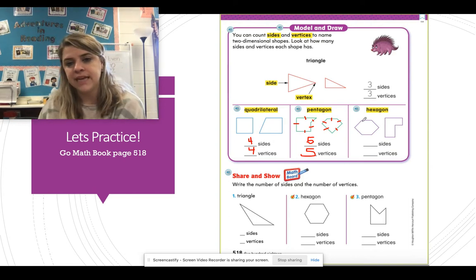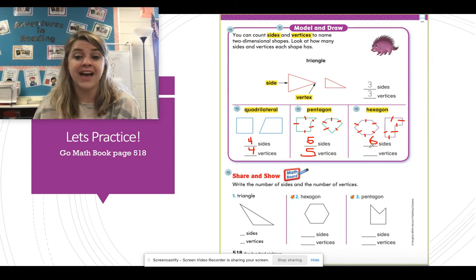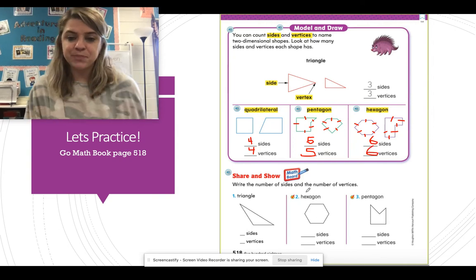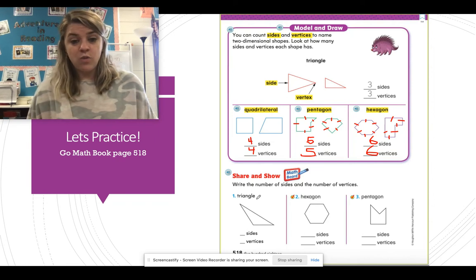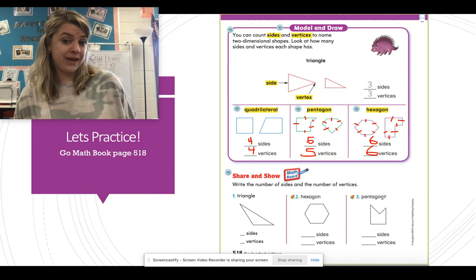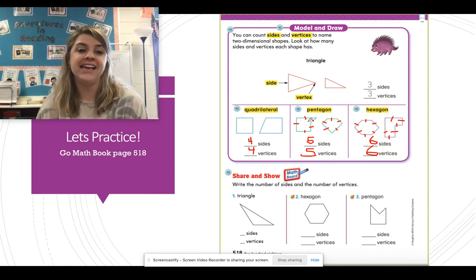Here we go. Hexagon. 1, 2, 3, 4, 5, 6. That one has 6 sides. Let's see if this one does. 1, 2, 3, 4, 5, 6. Very good. So a hexagon has 6 sides, which means it also has 6 vertices. All right, I want you to fill out 1, 2, and 3. Now, this one should be pretty easy because they're up here. It's already shown.